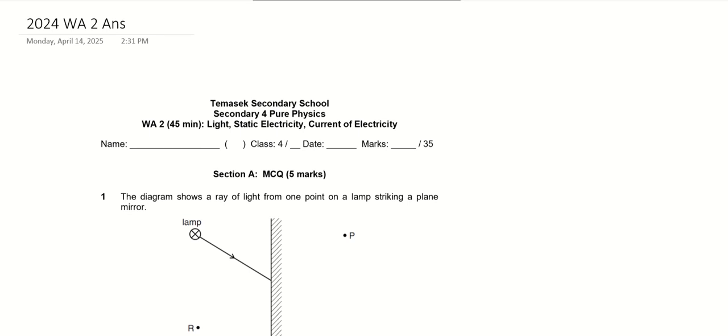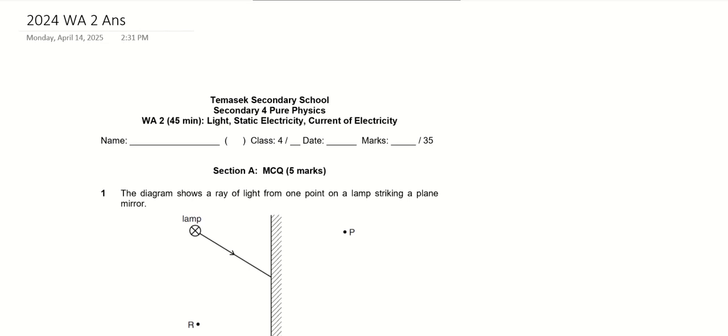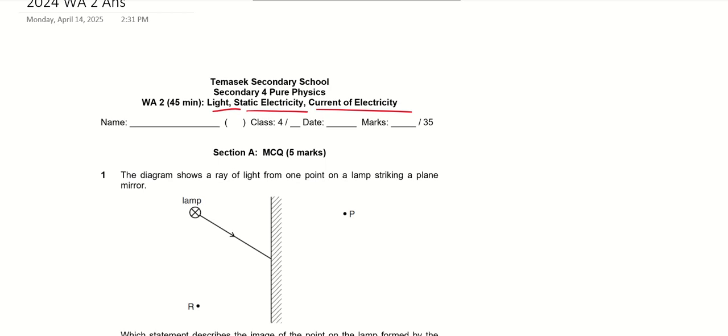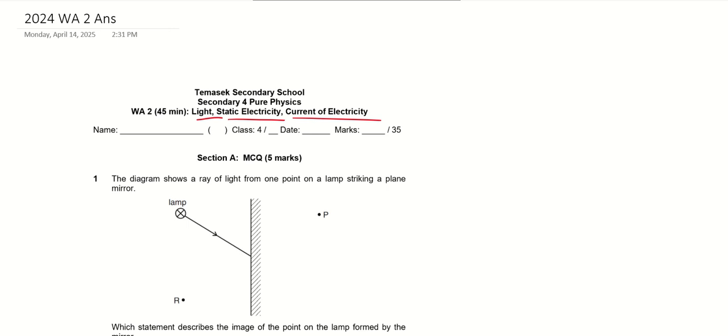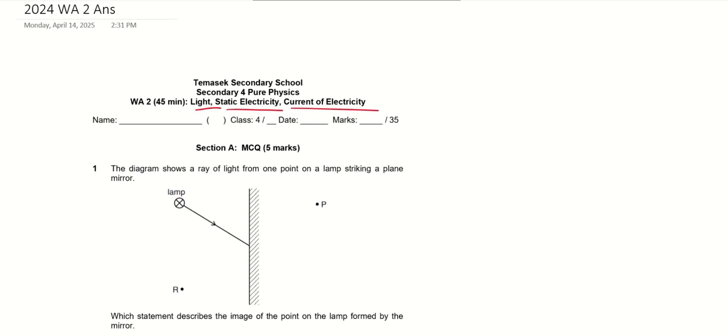Okay, for this video, we'll be going through the 2024 WA2. The topics tested are light, static electricity, and current of electricity. For practice on DC circuit, please look at my previous video. You should have been given the 2023 WA2. I'll be pasting all the answers here so that I don't waste any time in the video.